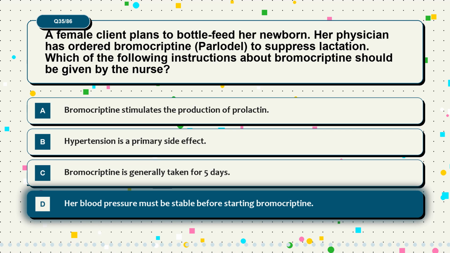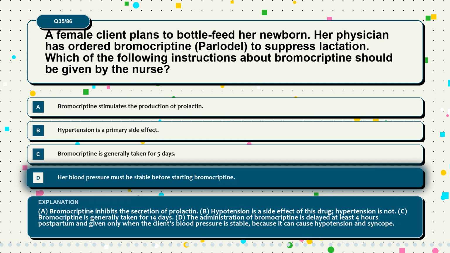The correct answer is option D. Her blood pressure must be stable before starting bromocriptine. A. Bromocriptine inhibits the secretion of prolactin. B. Hypotension is a side effect of this drug. Hypertension is not. C. Bromocriptine is generally taken for 14 days. D. The administration of bromocriptine is delayed at least 4 hours postpartum and given only when the client's blood pressure is stable, because it can cause hypotension and syncope.